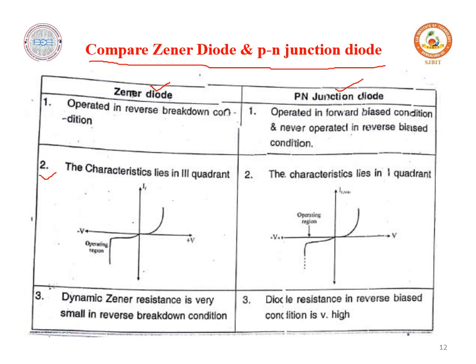This is the first quadrant, the second quadrant, the third quadrant. But in the PN junction diode, the operation lies in the first quadrant itself, so positive voltage, positive current. Third point, the dynamic Zener resistance is very small in the reverse breakdown condition. But in the PN junction diode, the resistance in reverse bias is very high. That's why it will not conduct in reverse bias.